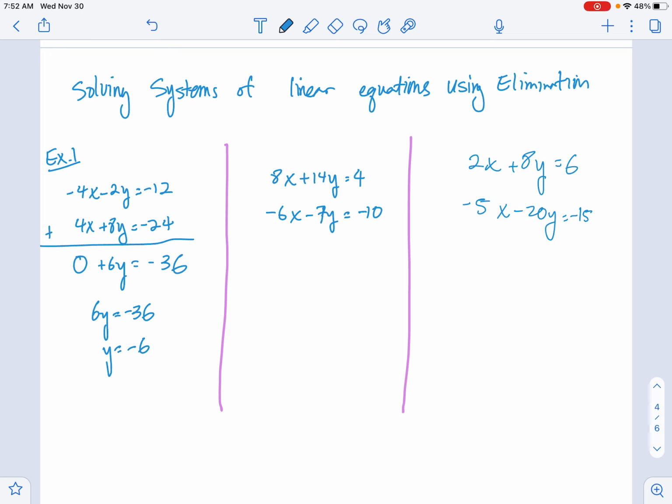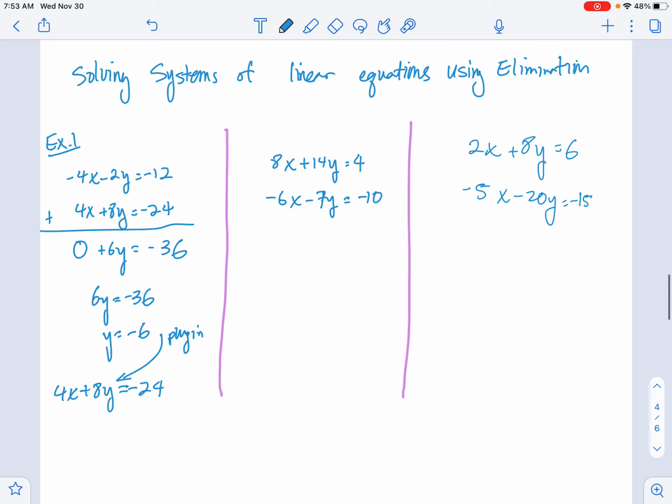Just like in substitution, now we're going to plug this y value back into one of these equations. Okay. Doesn't matter which one. One of them's easier than another, but you can actually plug into whichever one, and it really doesn't matter. You'll get the same answer. Okay, so I'm going to plug into the second one. 4x plus 8y equals negative 24. I'm going to plug y into this equation. And you get 4x plus 8 times negative 6 equals negative 24.